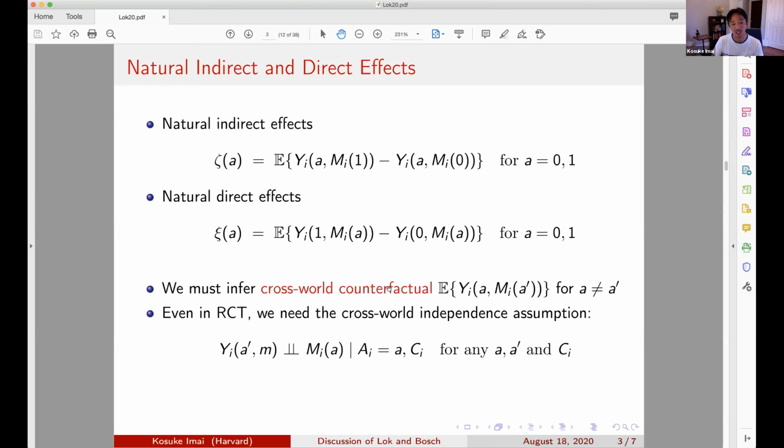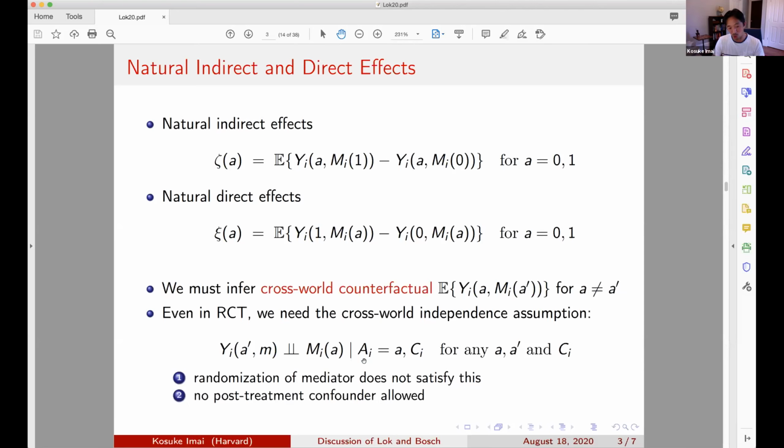So even in randomized controlled trials, we need the cross-world independence assumption. So conditioning on the treatment assignment, you have to assume independence between this potential outcome, which is under A prime, and the mediator value under the actual realized A. So that is a very strong assumption that's necessary. And most importantly, randomization of the mediator doesn't really satisfy this. In addition, no post-treatment confounders are allowed. So these are two limitations that I think are used to criticize standard mediation analysis.